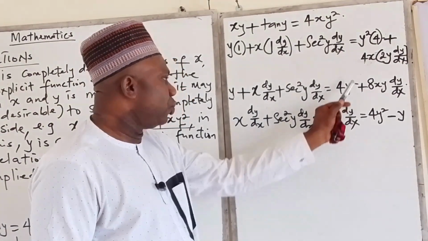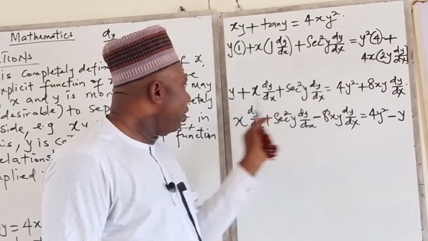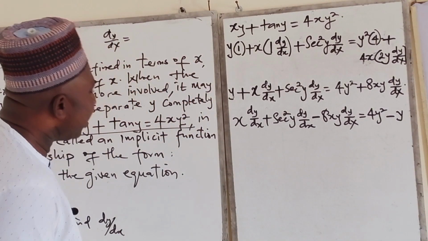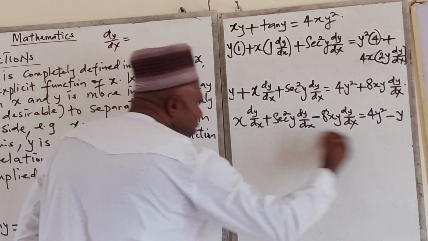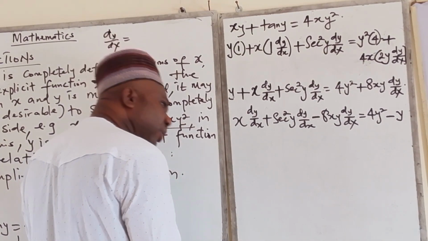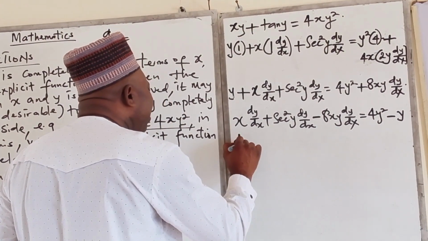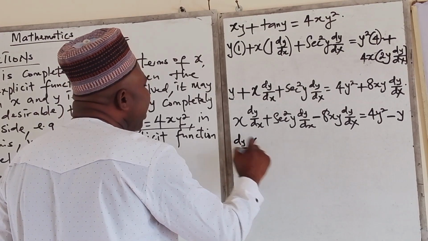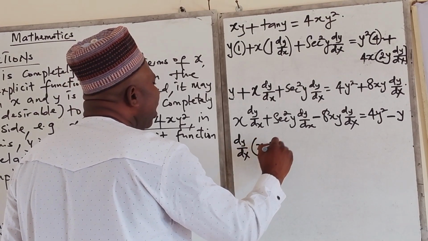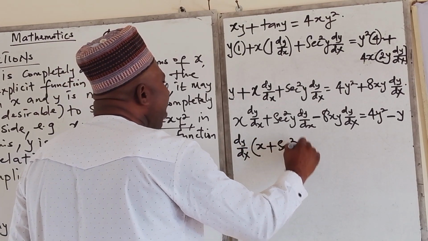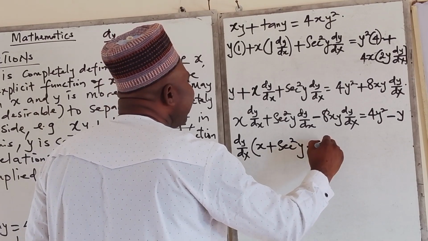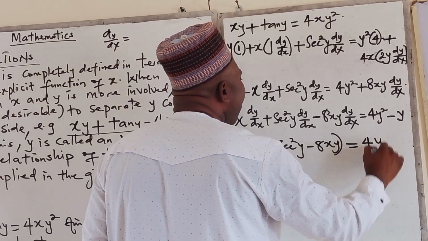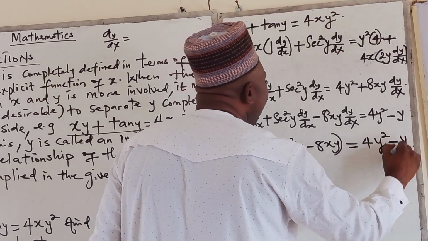Now it is equal to 4x squared there before. Now taking this plus y to the other side, it becomes minus y. So now dy/dx is common to the left hand side. So here we have dy/dx outside, we are factoring it outside. So here we have x plus sec squared y minus 8xy is equal to 4y squared minus 1.